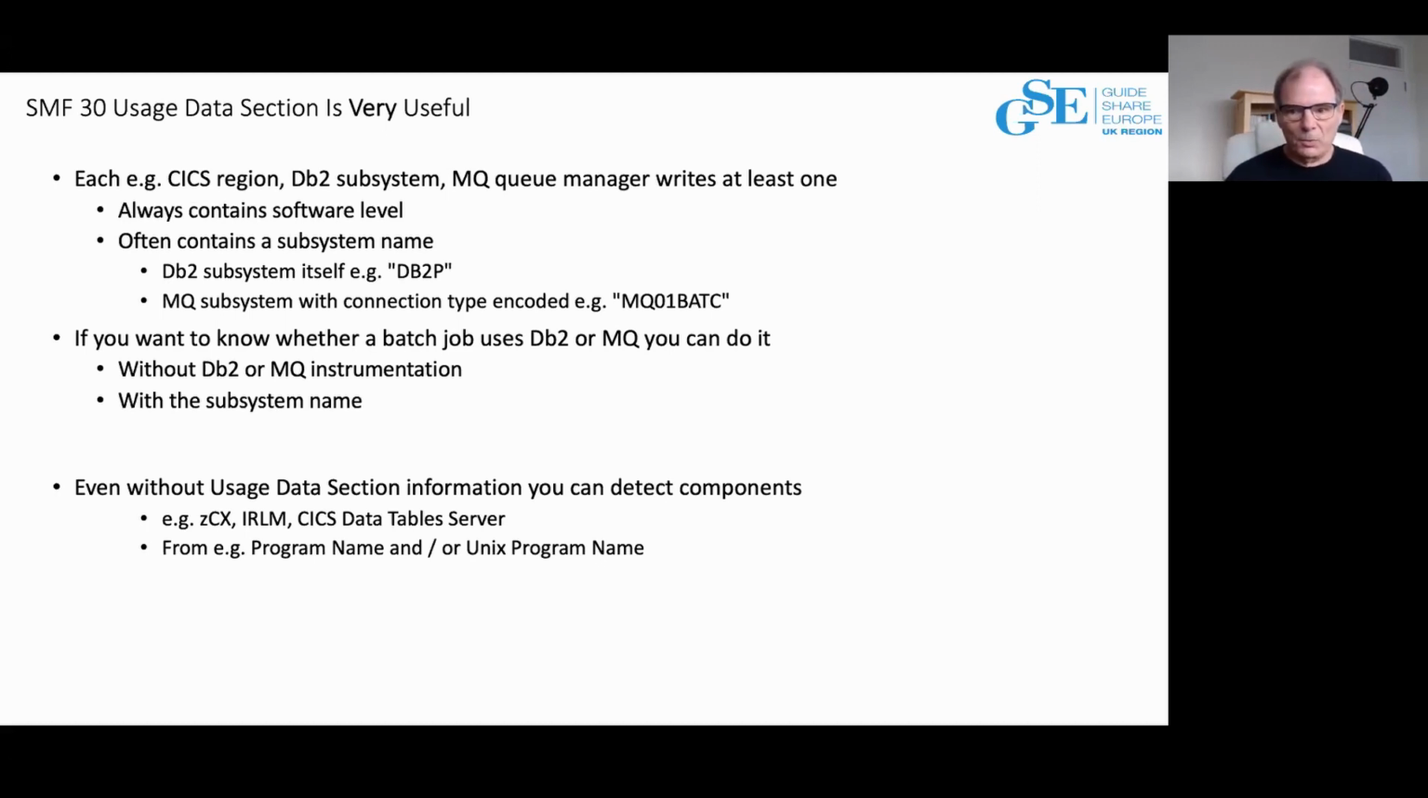I will say, though, that we tend to supplement this with information other than the usage data section that tells us about components. So, for example, a zCX address space will tell you it's zCX from the program name. RLM certainly will do that. Footnote here, RLM won't tell you whether it's an IMS or a DB2 RLM, but nonetheless, it's an RLM. CICS data table server and a bunch of other CICSplex related address spaces are readily identifiable by the program name. And maybe you need to go to the Unix program name in a few cases, but generally speaking, between the usage data section and just the program name, you can figure out what an address space is for many, many common pieces of middleware. Okay.